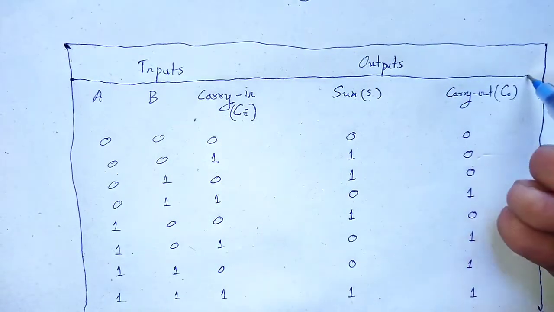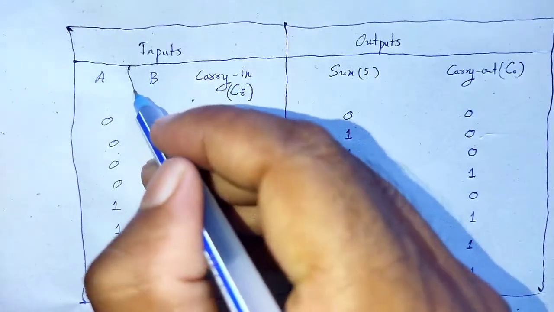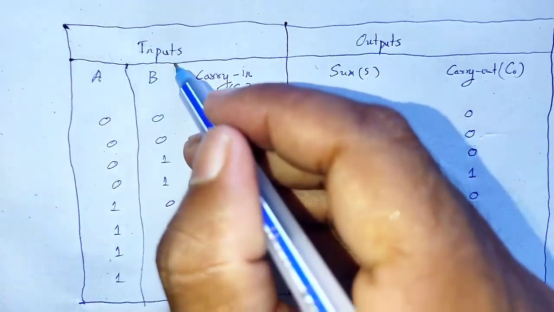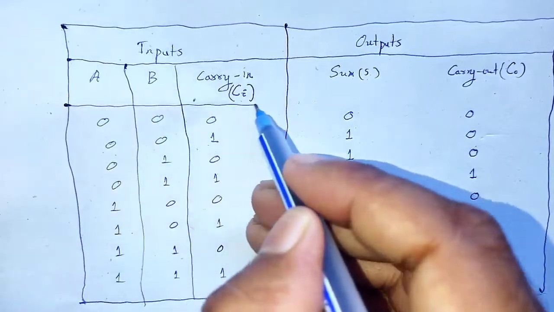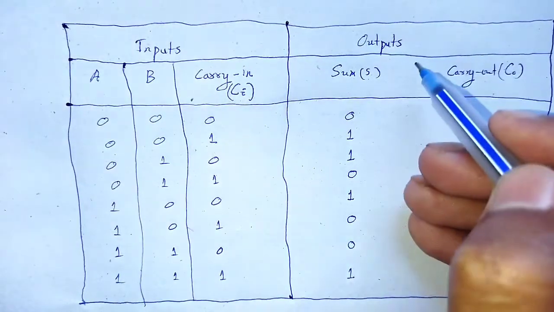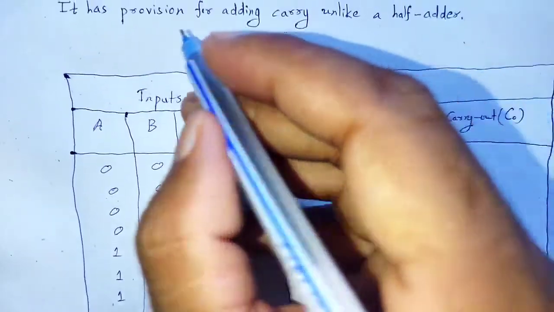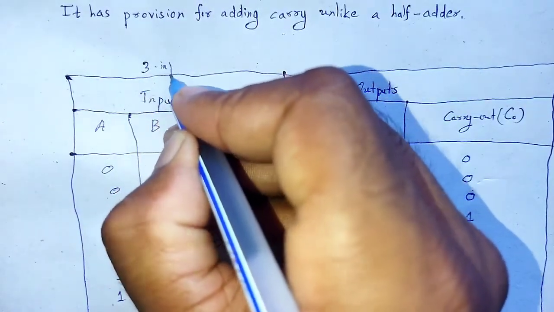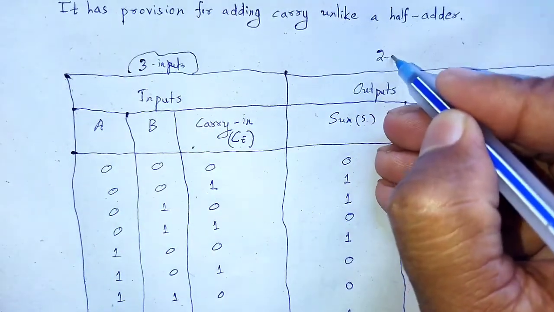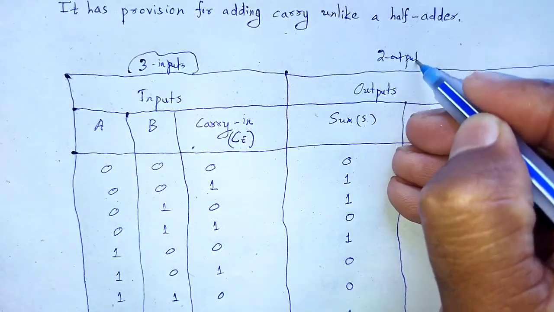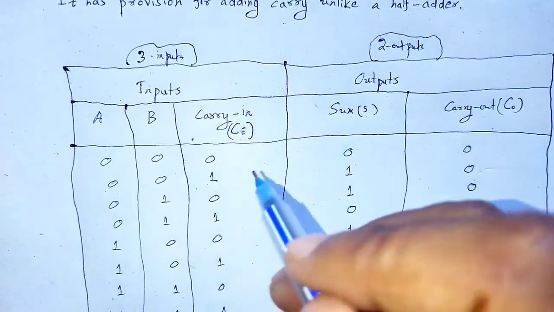The inputs and outputs: in inputs, A is input, B is input, and carry in. In outputs, sum and carry out. It has three inputs and two outputs.